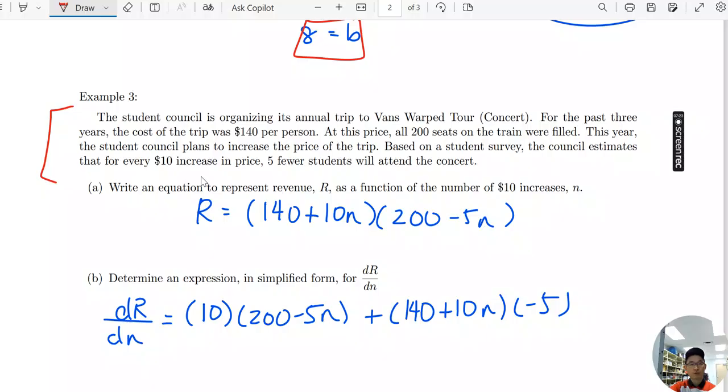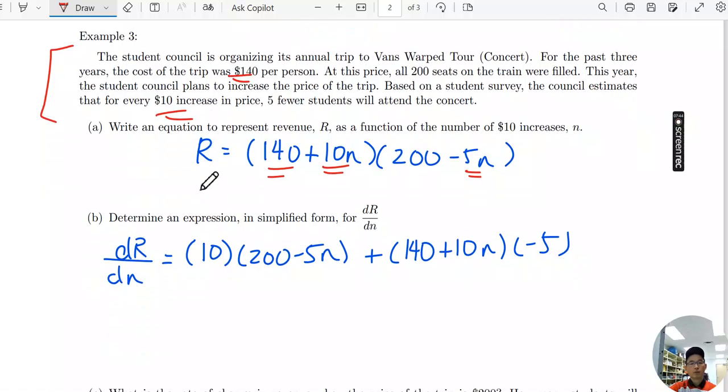So it starts at $140, and then for every $10 increase in price, n just represents how many times you increase it, 5 fewer people will attend, which makes sense. The more expensive it is, the fewer people will attend. So that's your equation. Now, we're going to find the derivative, dr/dn.